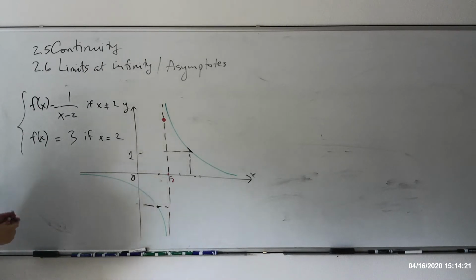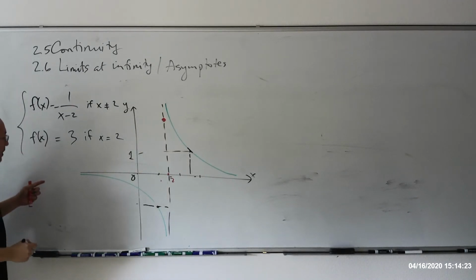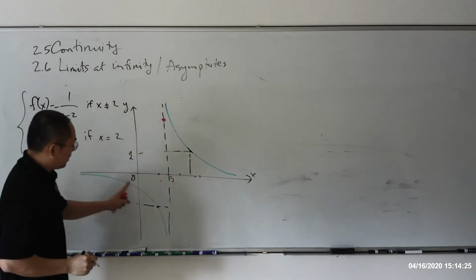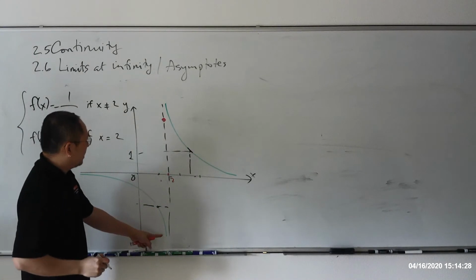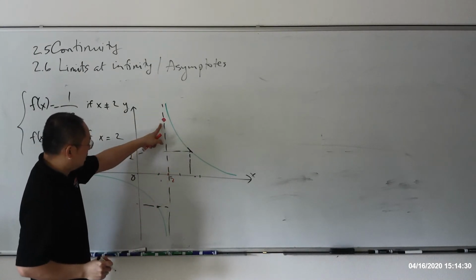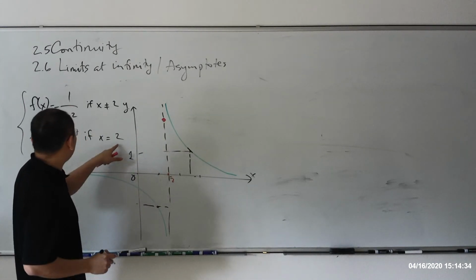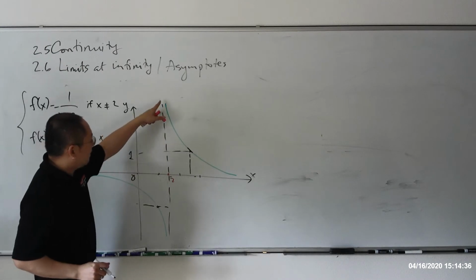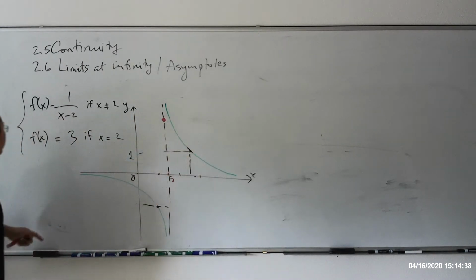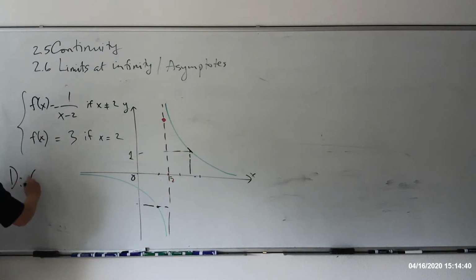Okay? Now, what is the domain of the new graph right here? We have negative infinity all the way to something less than 2. And then we have the 2 in the domain, right? We plug in 2 into f, you get 3 out. x equal to 2, 3 out. And we have something bigger than 2 in here. Okay. So the domain now is what? Negative infinity to positive infinity.